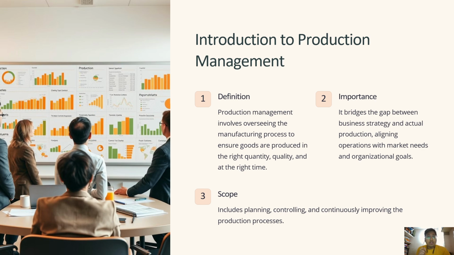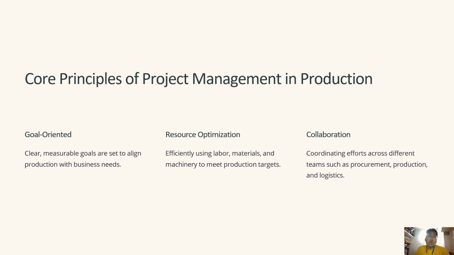Right. Now, what is the scope of project management? It includes planning, controlling, and continuously improving the production process. So, this was what production management is. We will see the core principles of project management in production.